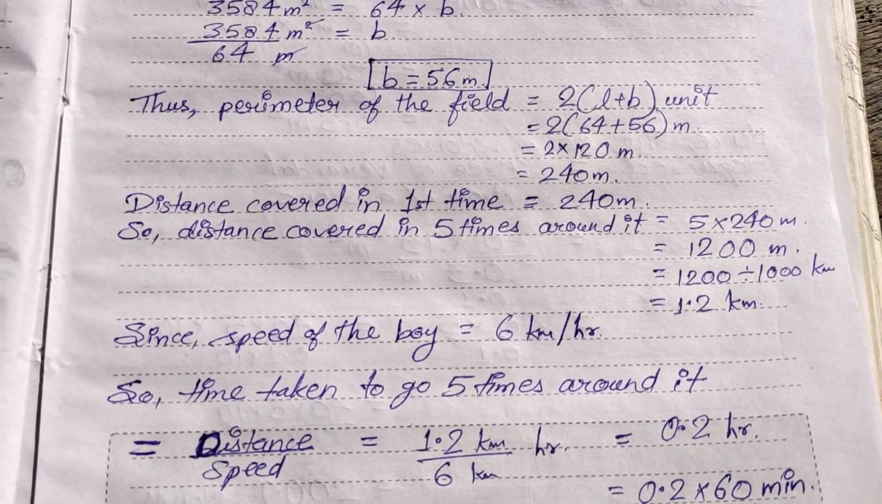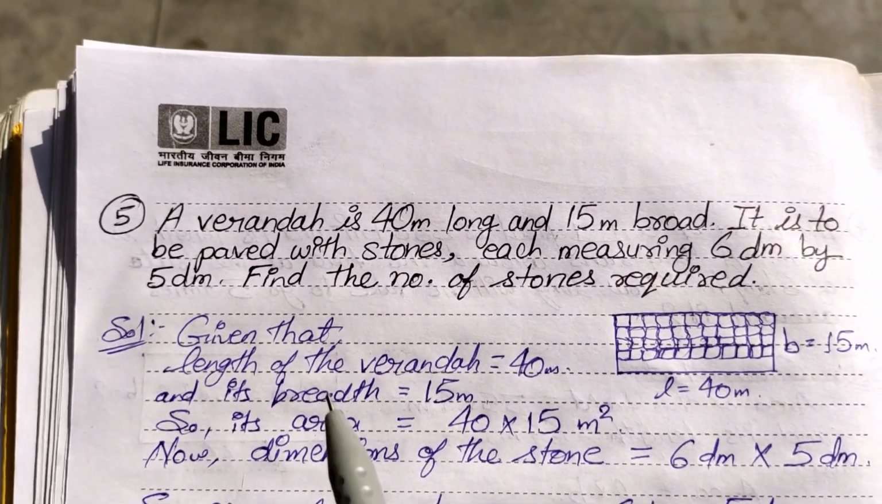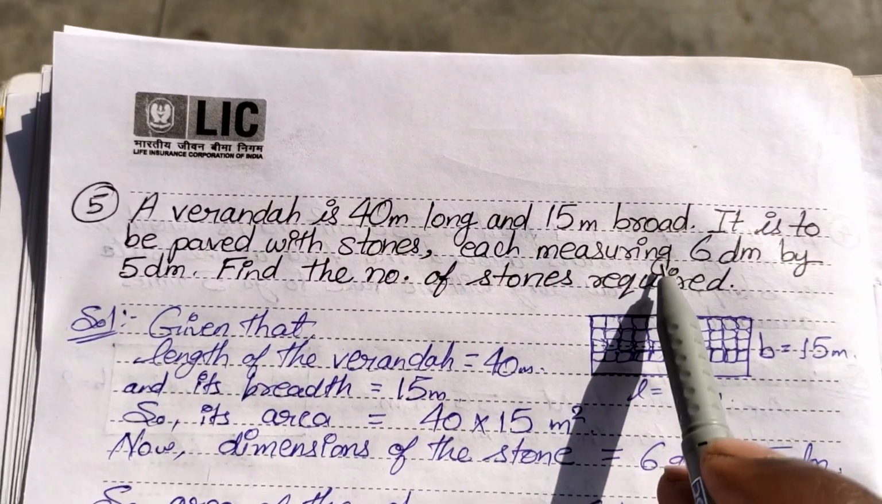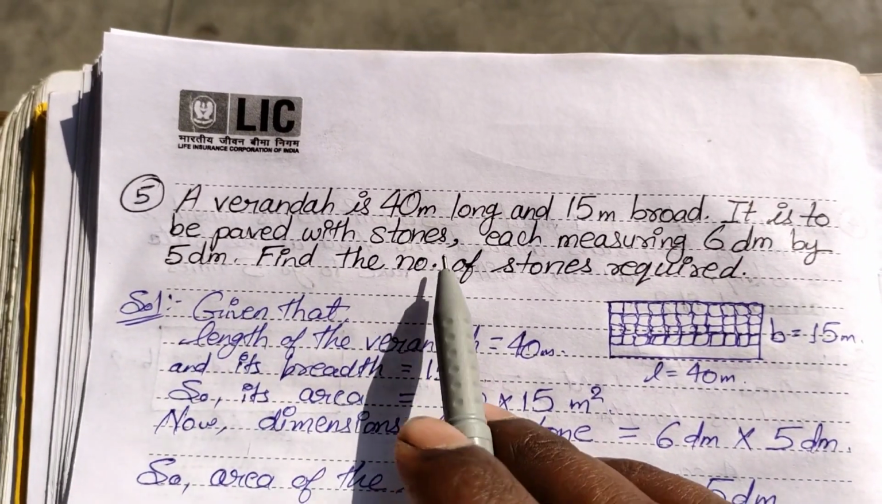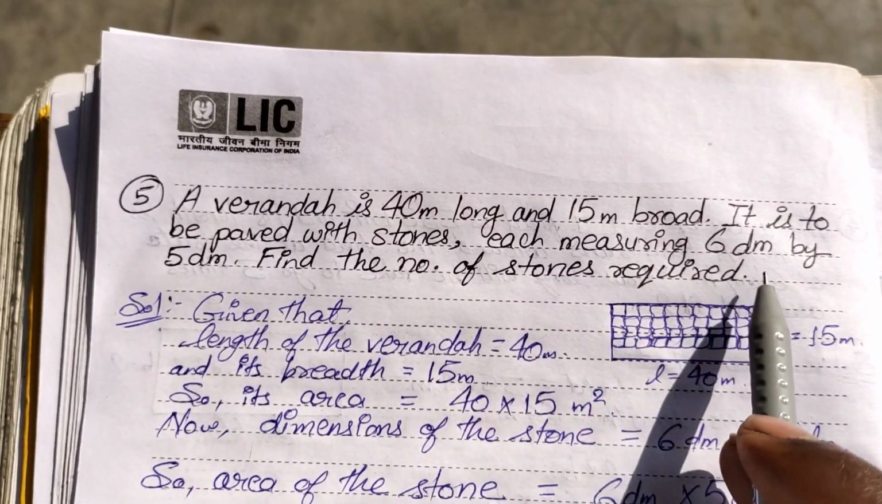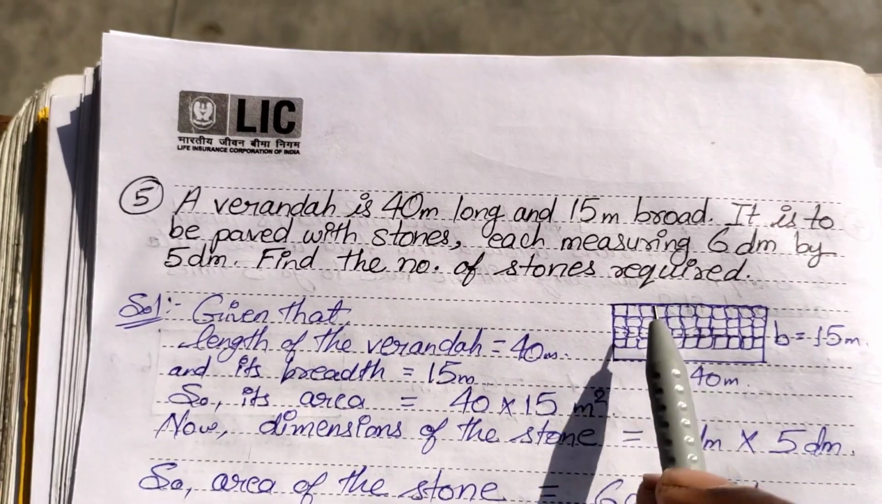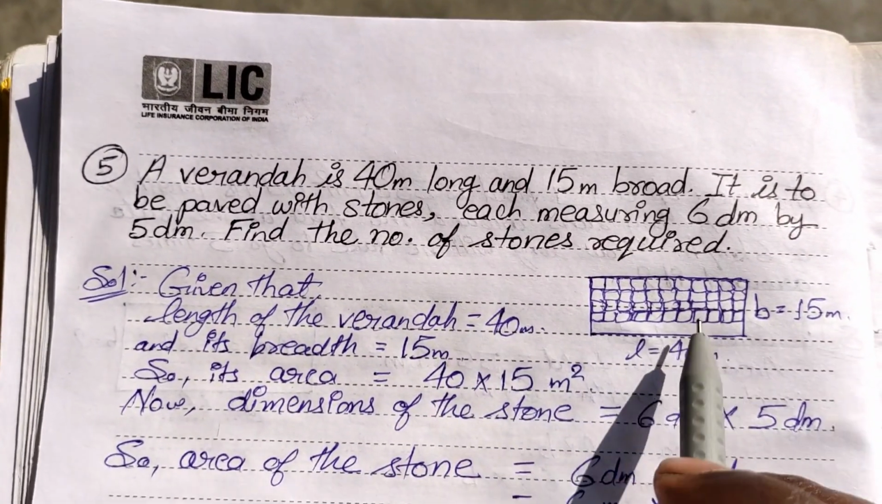Now moving on to the next question. Question number 5. A veranda is 40 meter long and 15 meter broad. It is to be paved with stones, each measuring 6 decimeter by 5 decimeter. Find the number of stones required. So here we have to find the number of stones.